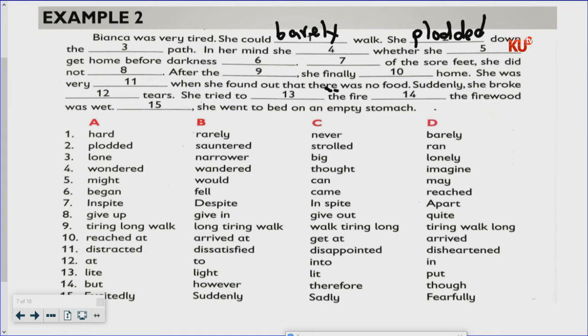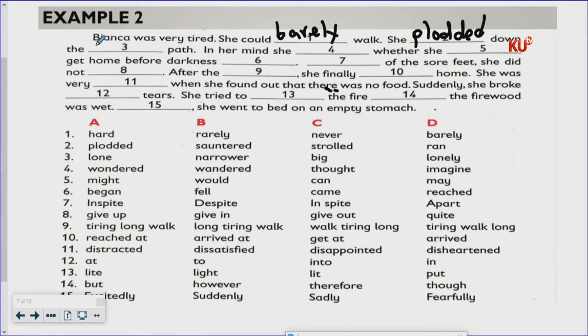She plodded down the lonely path. You don't say long path, and you don't say narrower path. Maybe you say narrow path. Narrower means you're comparing, and there's nothing we are comparing with. There is no big path, then there can be a lonely path. So you are supposed to choose the correct adjective for that answer, which is lonely.